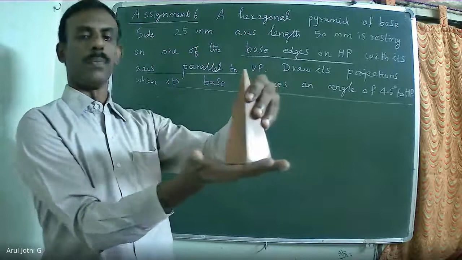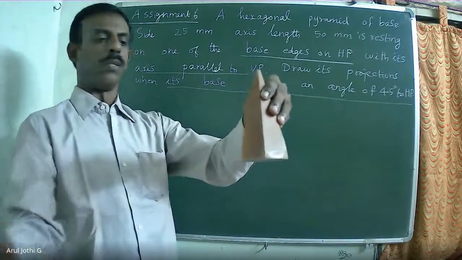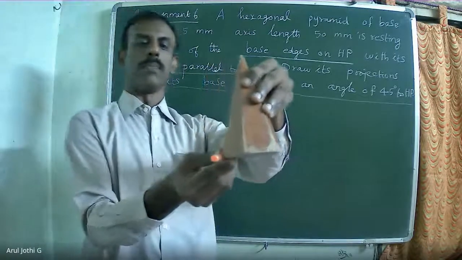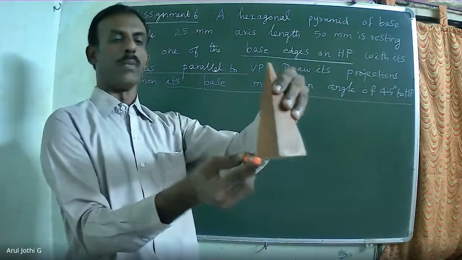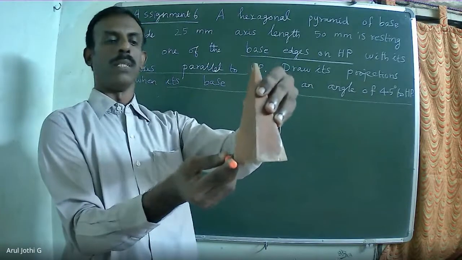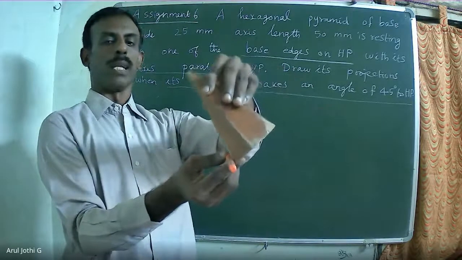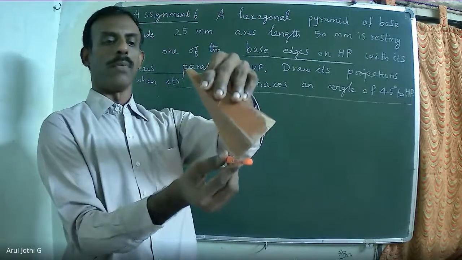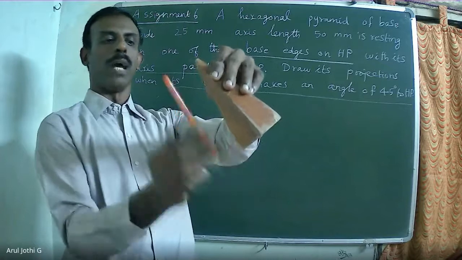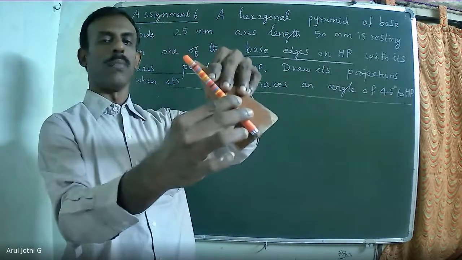This will be the initial position. One of the base sides I'm going to keep here, so this base side is perpendicular to VP. Now this is the initial orientation. In the second diagram, I'm going to rotate the front view so that this base edge is resting on HP. Now the axis is inclined to HP and parallel to VP.